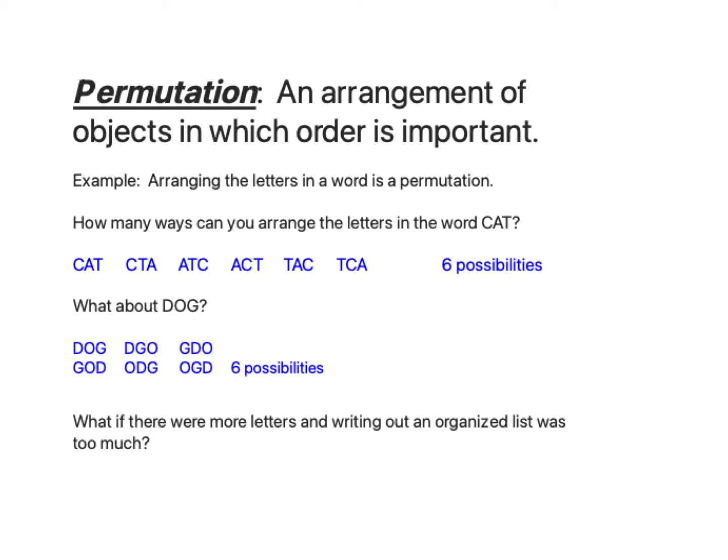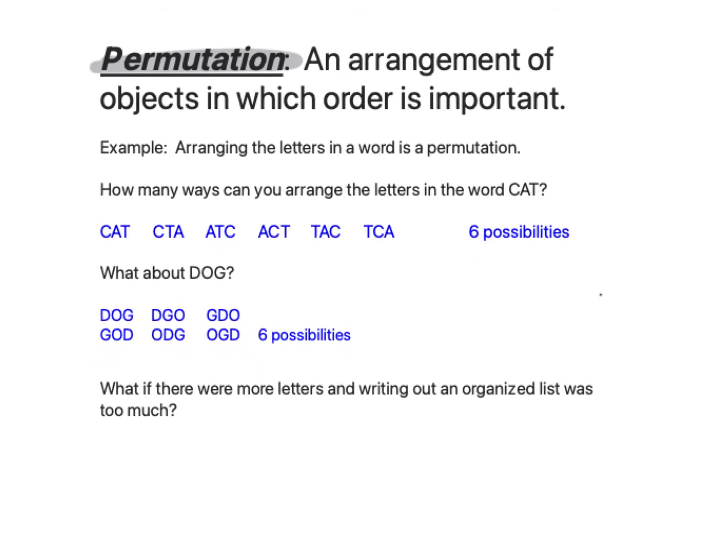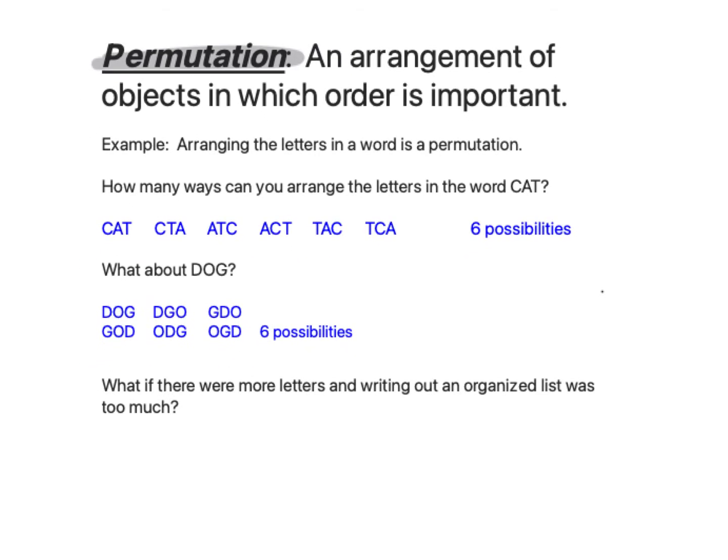Okay, so today is our last day of our probability unit, and we are going to talk about permutations and combinations, which are basically just figuring out the number of ways you can organize a list or something like that in different ways. So a permutation is an arrangement of objects, letters, cards, whatever it happens to be, where order is important. And one of the most common ways that we see that is when you're ordering or arranging the letters in a word.